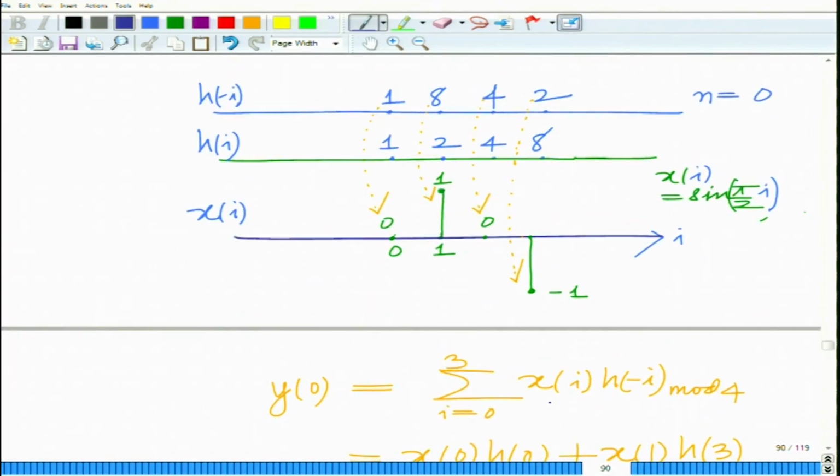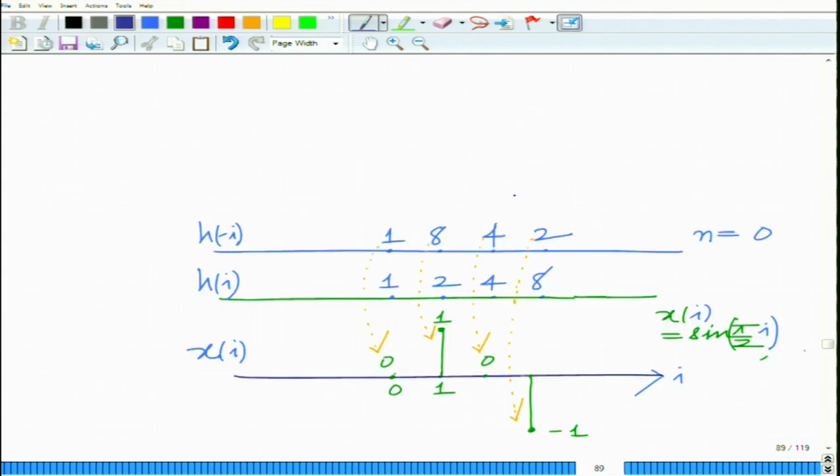And that is what you get from the figure also, that is 1 into 0 plus 8 into 1 plus 4 into 0 plus 2 into minus 1. Now, similarly, what happens in the next time instant? Look at the next time instant.